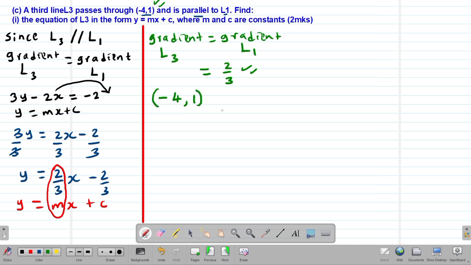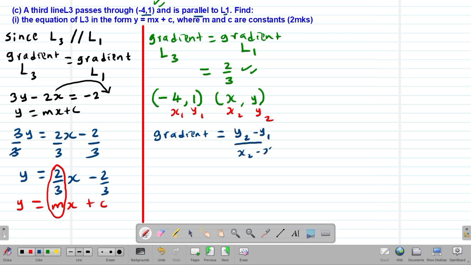Then of course I'll pick a general point x, y, so that I can use it to find the equation in the required form. I'll let this be my x1, this y1, this x2, and this y2. So the equation will take the form: we know that the gradient of any given straight line is given by change in y, which is y2 minus y1, over change in x, which is x2 minus x1.